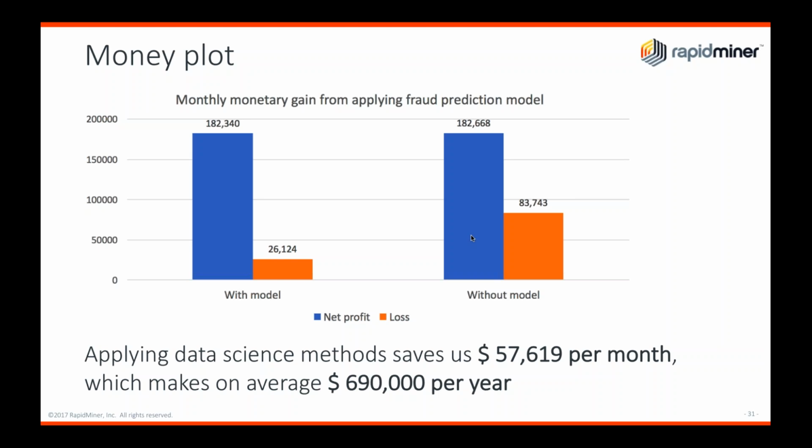So again, using our model for fraud prediction allowed us to save around 58,000 per month. So you see the numbers, and these numbers actually speak to stakeholders much better than any metric you might be using for yourself, like recall, precision, or area under the curve.